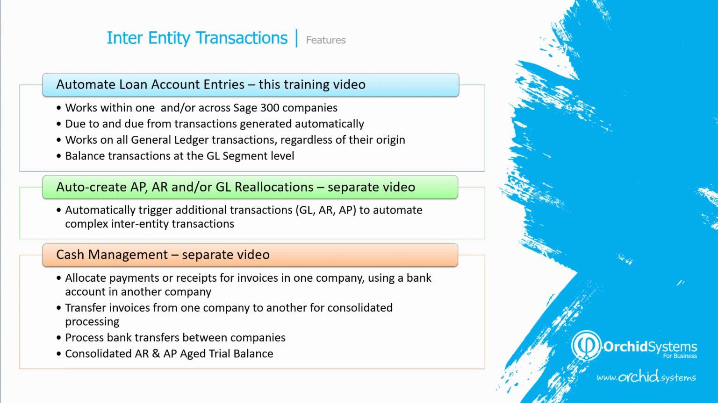And inter-entity transactions provides for cash management between companies. It allows you to allocate payments or receipts for invoices in one company using a bank account in another company. You can transfer invoices from one company to another company for consolidated processing. And you can process bank transfers between companies. There's also an AR and AP consolidated age trial balance. The triggers and the cash management is covered in a separate training video.